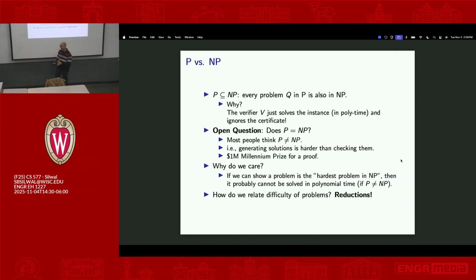But now we're going to take a side quest. Like I said, if P is not equal to NP, then probably there's a hardest problem in NP, a super hard problem that probably is not in P. So now we're going to take a little detour and ask how we tell the relative difficulty of problems. If I give you two computational problems, like sorting versus max flow, how do I know which problem is harder? And then we're going to tie it back into P versus NP afterwards.